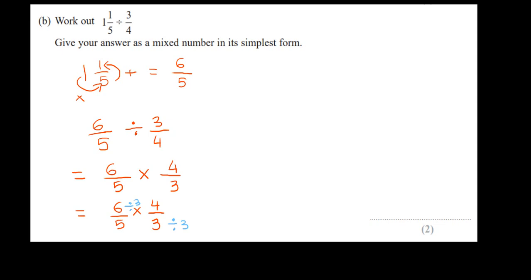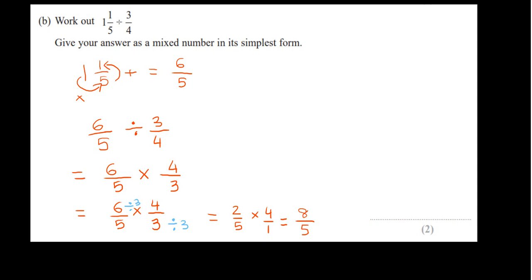So that simplifies my answer. 6 divided by 3 is 2 over 5 times 4 over 1. I cannot simplify this any further. So if I cannot simplify, I just multiply across. 2 times 4 is 8, and 5 times 1 is 5. So my answer would be 8 over 5.